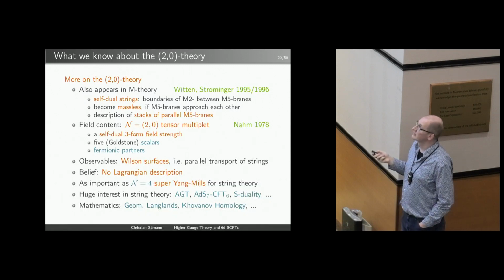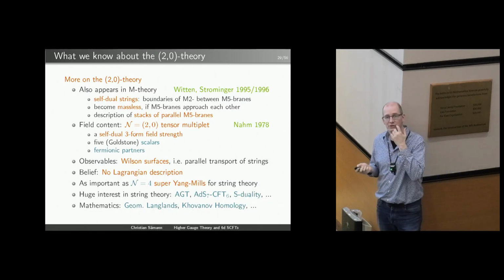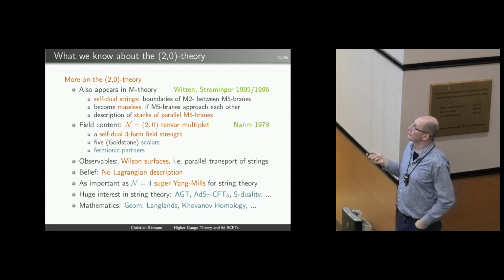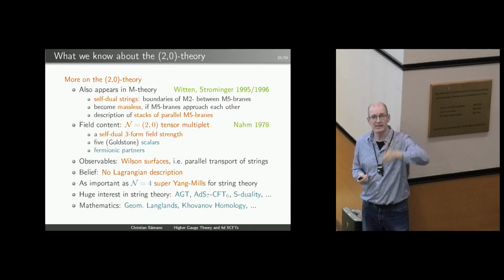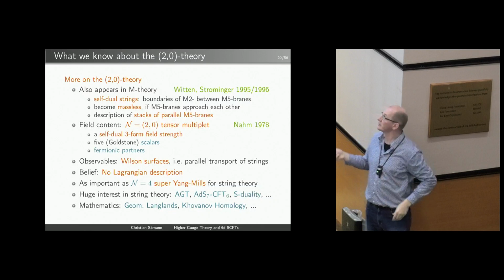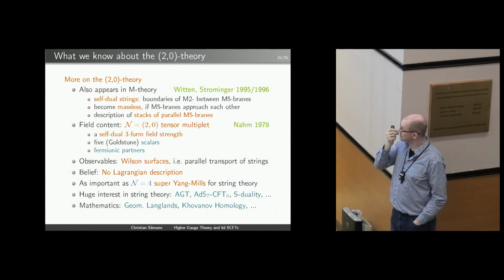The field content is quite obvious because Nahm classified also the representation of this (2,0) superconformal algebra. We have a self-dual 3-form field strength with a 2-form potential. We have 5 Goldstone scalars. They just parameterize the symmetry breaking. If you put a 6-dimensional M5 brane in flat space, right, you have 5 transverse directions, and these are the Goldstone scalars for this one, for breaking of the symmetry. And you have fermionic partners.